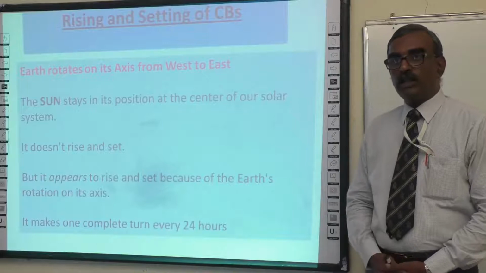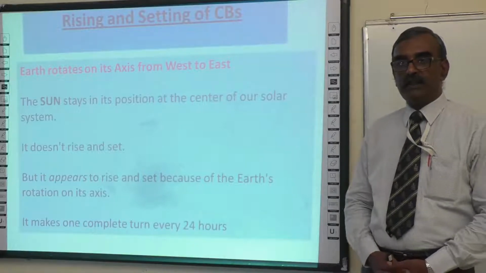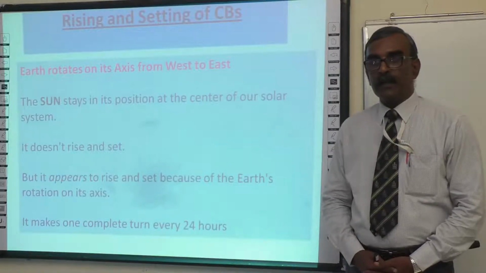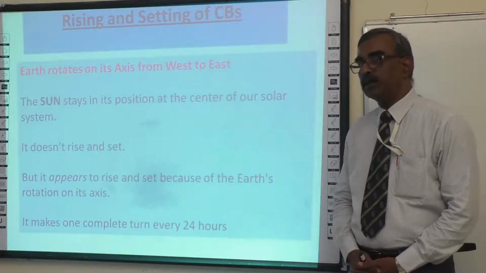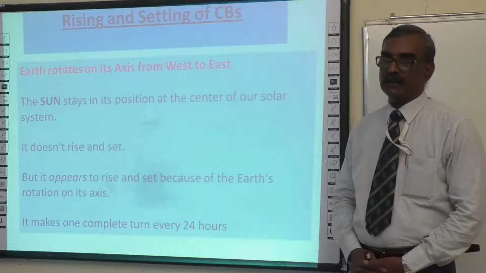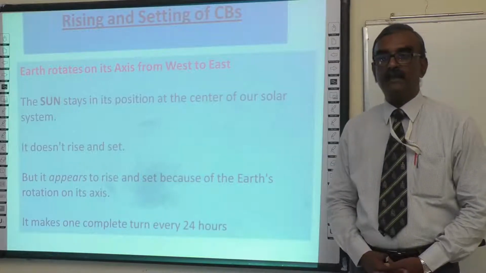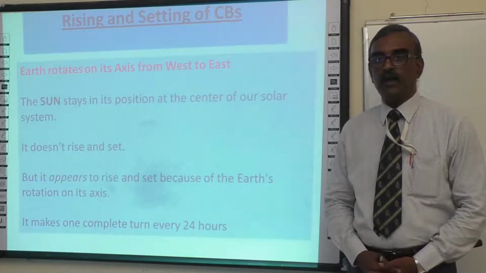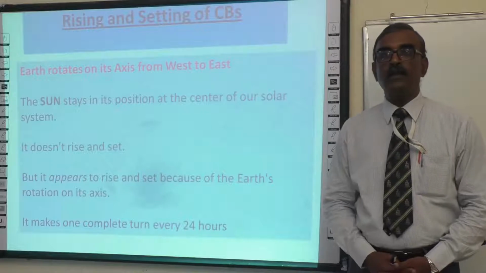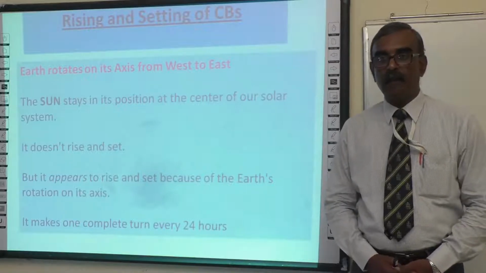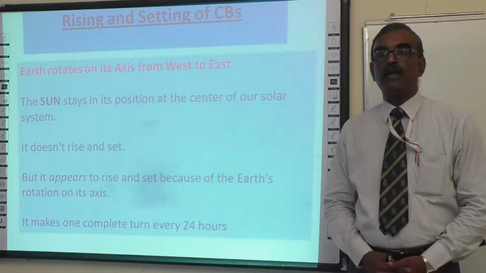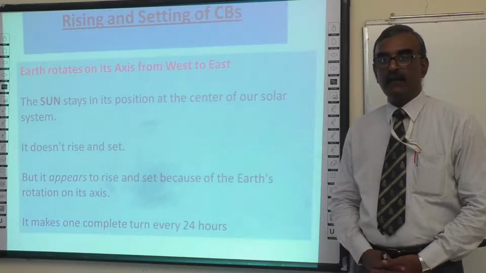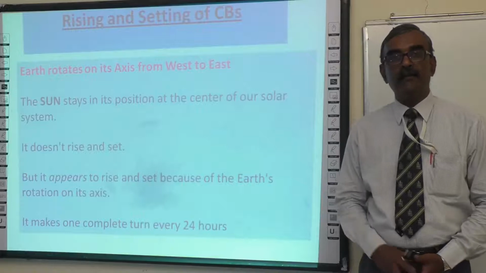This Earth rotation on its axis from west to east causes us to believe that other celestial bodies are rotating from east to west. Actually, the sun stays in its position at the center of our solar system. It does not rise or set, but it appears to rise and set because of Earth's rotation on its axis. It makes one complete turn every 24 hours.